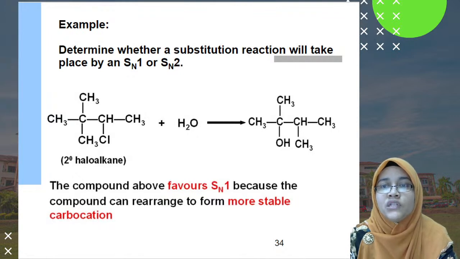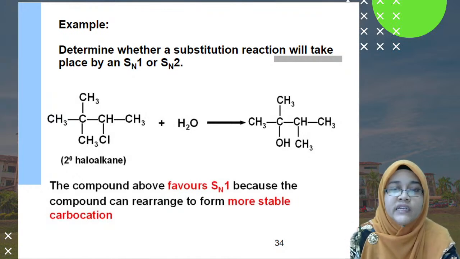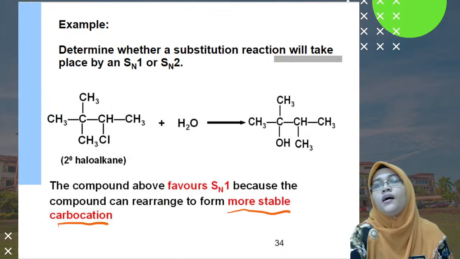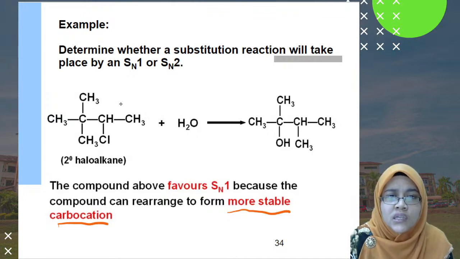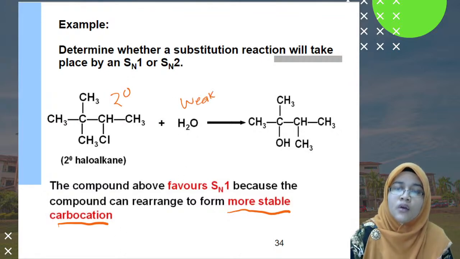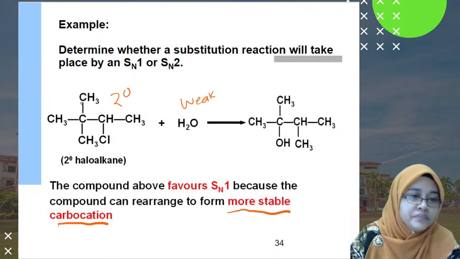Determine whether substitution reaction will take place Sn1 ataupun Sn2. Okay, jawapannya dia akan favorable Sn1. Kenapa Sn1? Okay, sebab dia boleh buat rearrangement. This you will learn more detail in your tutorial class. Kenapa? Sedangkan kalau tengok di sini dia secondary kan? Dia secondary kan? So ini pula weak kan? Weak haloalkane. So supposed to be Sn1. Memanglah Sn1 lah. Alright.